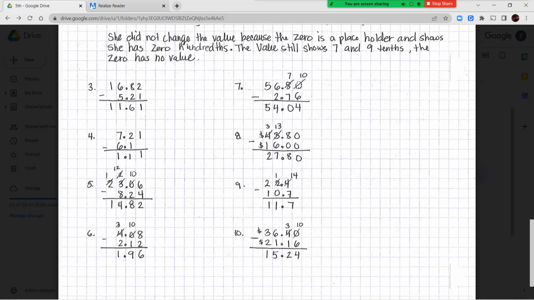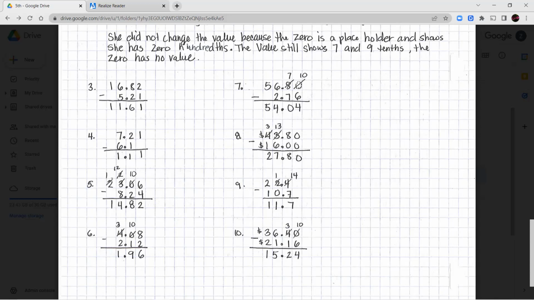Now I couldn't do 2 take away 8, so I had to borrow again. So that 2 became a 12, and I borrowed from the 2 that was next to it, and that became a 1. Now 12 take away 8 gave me 4, and then 1 take away nothing left me with that 1, for a total difference of 14 and 82 hundredths.